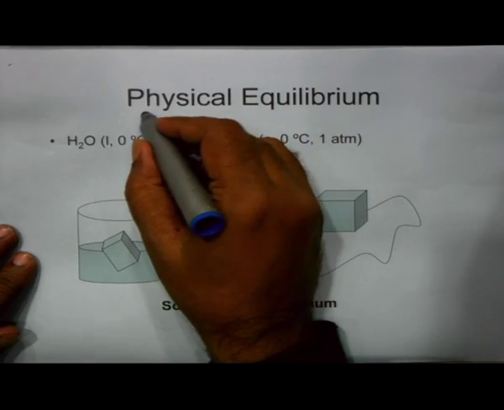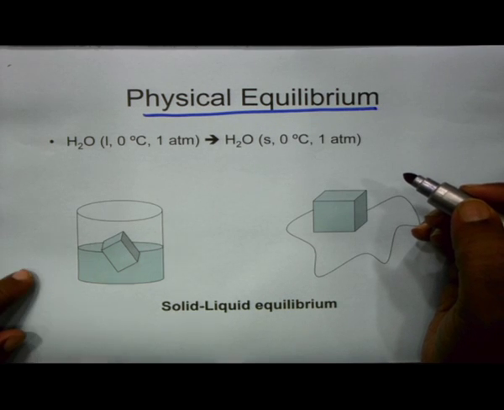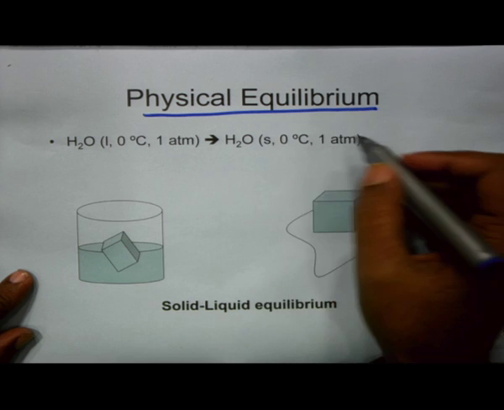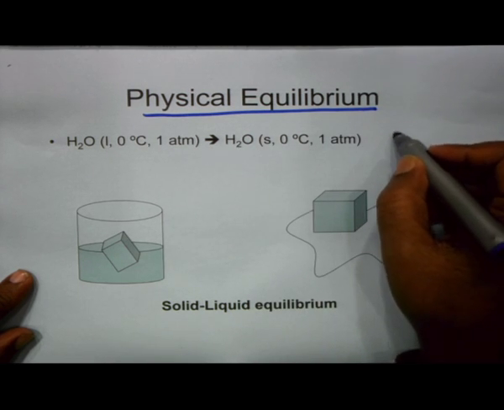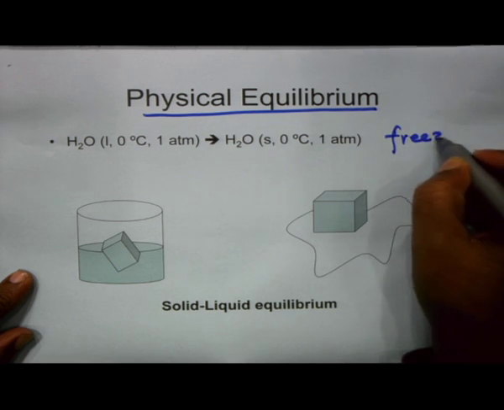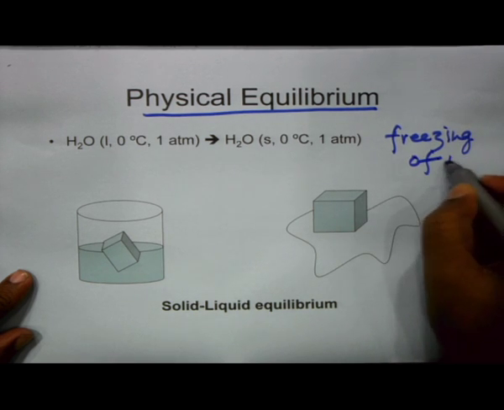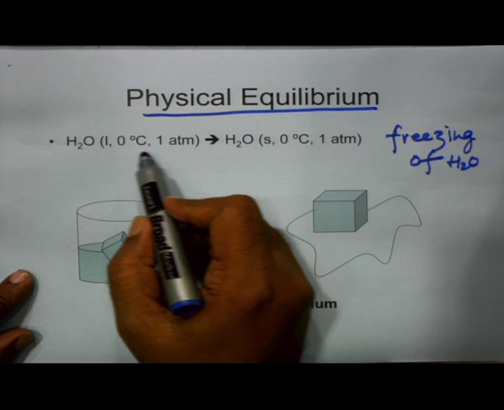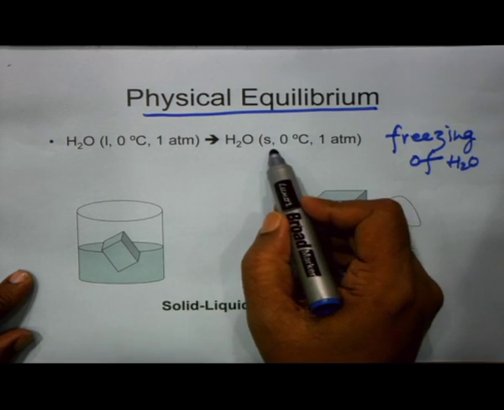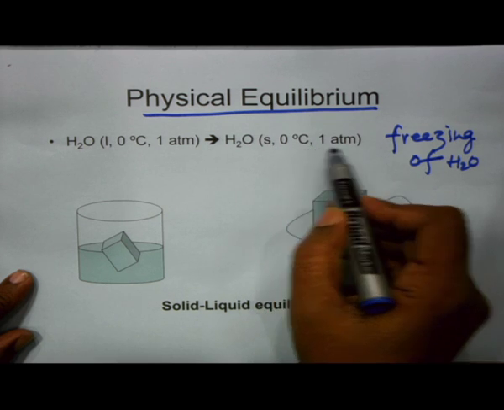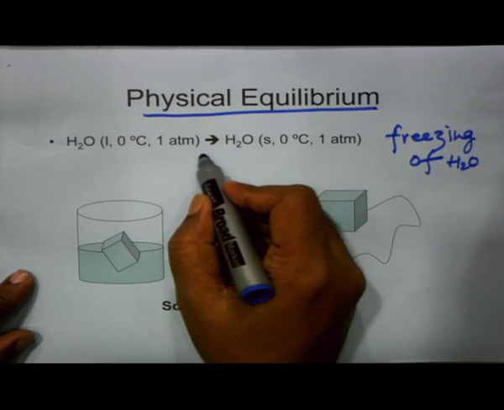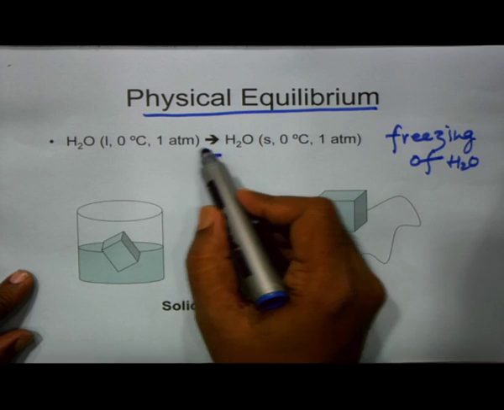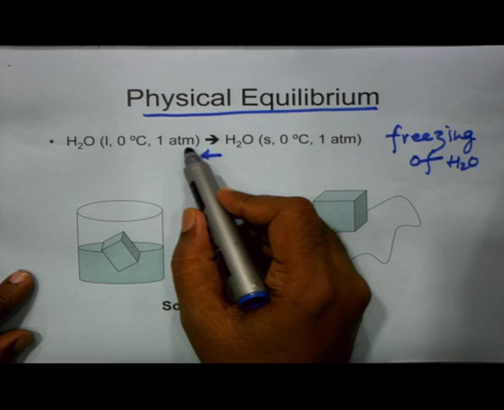So, the condition which I am going to discuss is the melting of ice or freezing of water. This is the case when H2O liquid at 0 degree Celsius and 1 atmosphere converts to solid at 0 degree Celsius at 1 atmosphere. Now, the reverse process is melting, when H2O solid at 0 degree Celsius and 1 atmosphere converts to H2O liquid at 0 degree Celsius and 1 atmosphere.